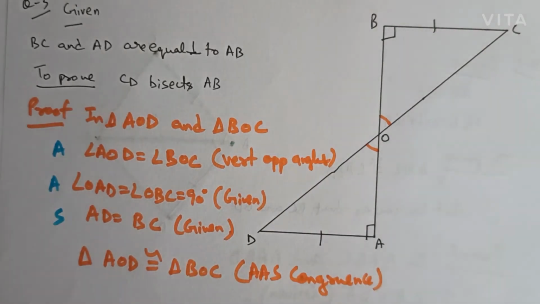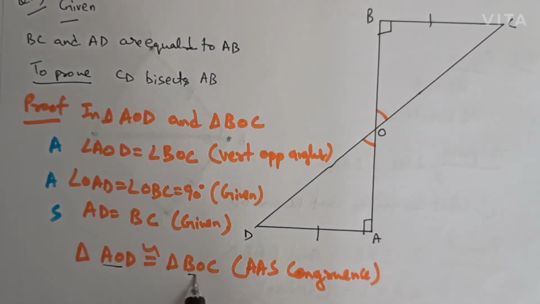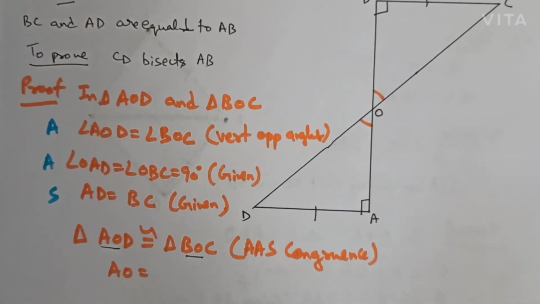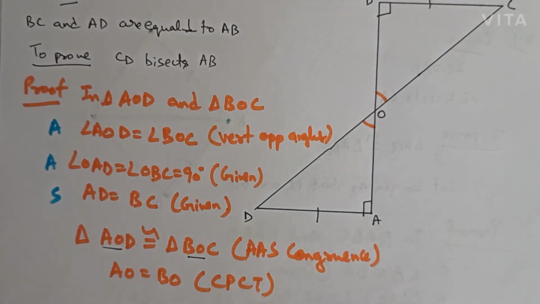And if this is the case, then we can also say that the line segment AO and the line segment BO will be equal. AO will be equal to BO because these are the corresponding sides of the congruent triangle.